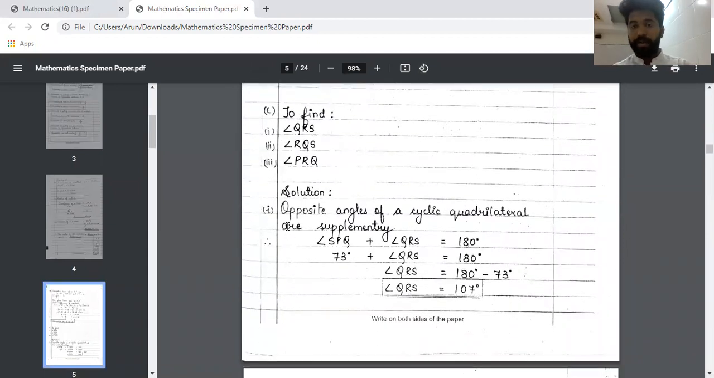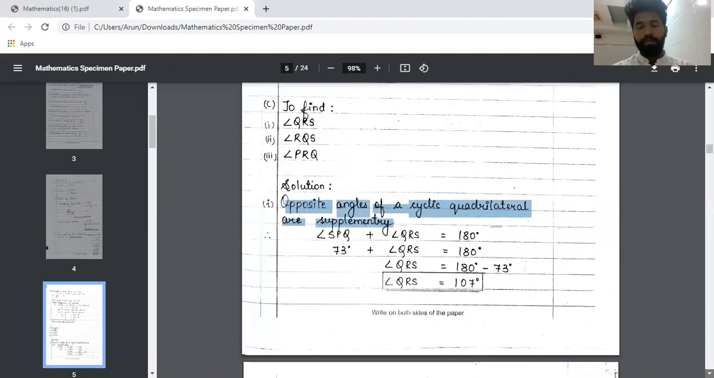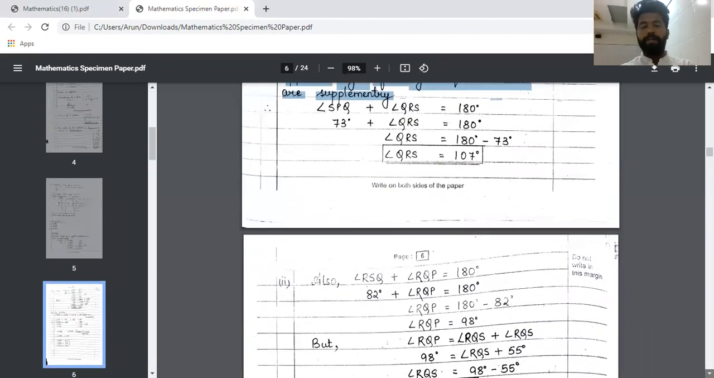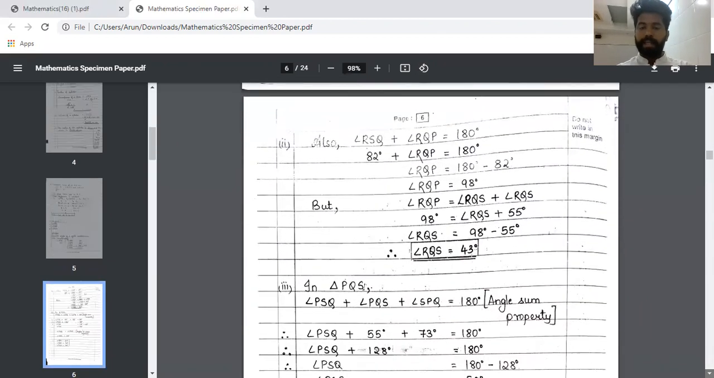Then the next question is from circles. So it is a geometry question. So for every step, they've written the reason. So opposite angles of a cyclic quadrilateral are supplementary. Then they've specified the two opposite angles. Supplementary है तो add करके 180 value substitute किया and they found out the value of the other angle as well. Then second part may be same.